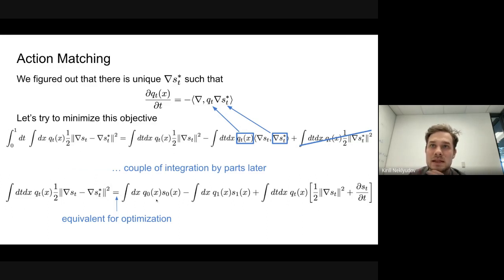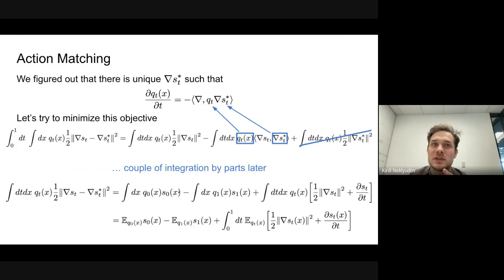And the last step, just to polish the result a bit, we will get rid of the integrals and write them down as expectations. Okay. So now we can clearly see the following thing: once we parameterize some function S with a neural network, and we have access to samples from the distributions Q_0, Q_1, and Q_t for any t from 0 to 1, we can estimate this functional and we can minimize it, right?